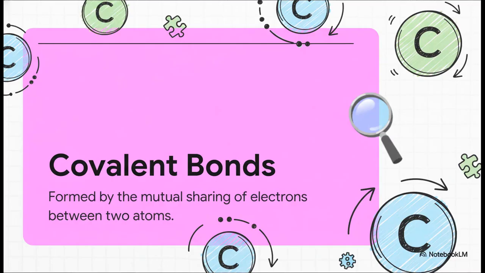So how does it make all these connections? Well, it's all about sharing. Carbon isn't really into giving away or stealing electrons from other atoms. That's just too much drama. Instead, it forms these really strong, really stable connections by sharing its electrons. We call these covalent bonds, and they are, no exaggeration, the absolute foundation of all organic chemistry.